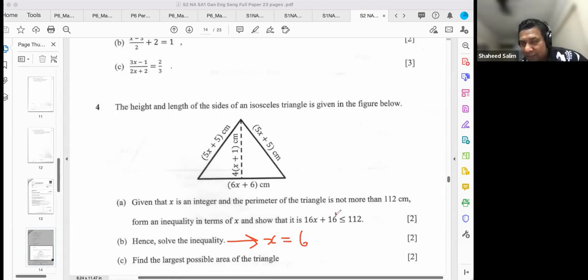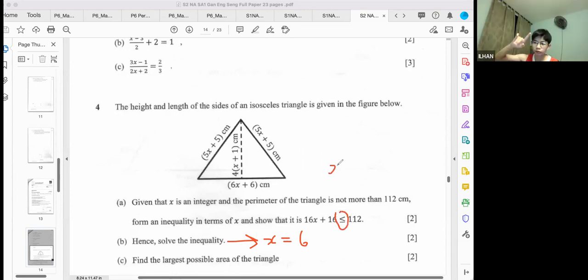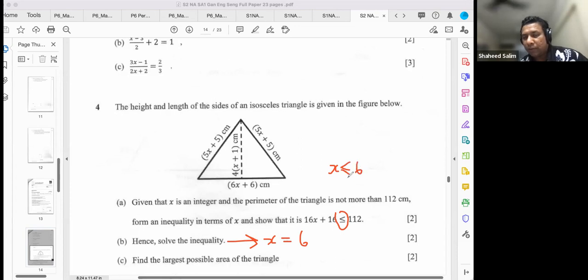You must use this sign. X is what? X is less than or equal to 6. Yes, less than. So can x be 7 or not? Cannot. Can x be 5? Can, possible. Okay. So this one you must write like that. If you can write like that, 2 marks. Very easy, you get the marks.